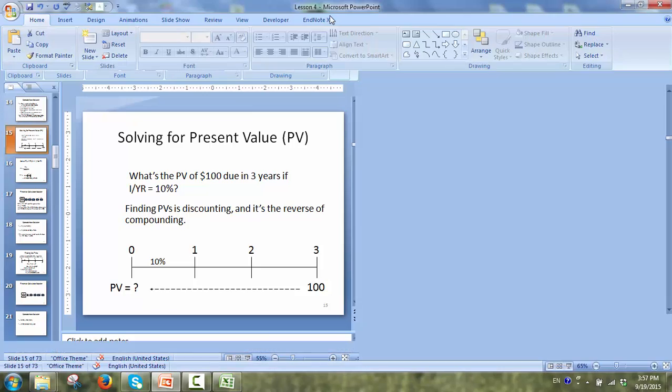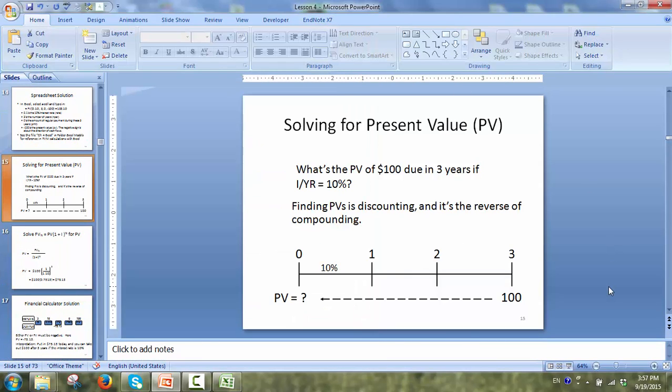Now, once we understand how to solve for the future value, we can also use the same formula to solve for the present value. So the question here is, what is the present value of $100 which is due in 3 years if we are looking at a 10% interest rate? Finding present value is called discounting, and this is the opposite of compounding. Compounding is to get the future value, while discounting is to find out the present value.